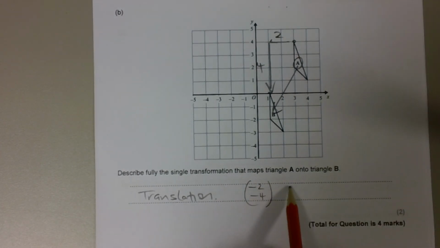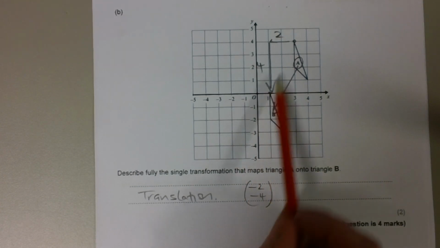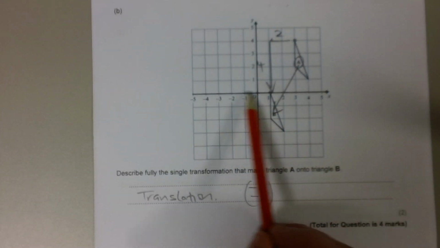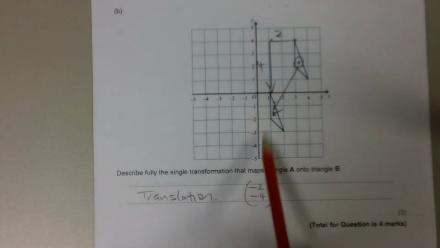Remember, positive would be right, negative is left. Positive would be up, negative is down. Exactly the same as on your axes. Positive right, negative left, positive up, negative down.